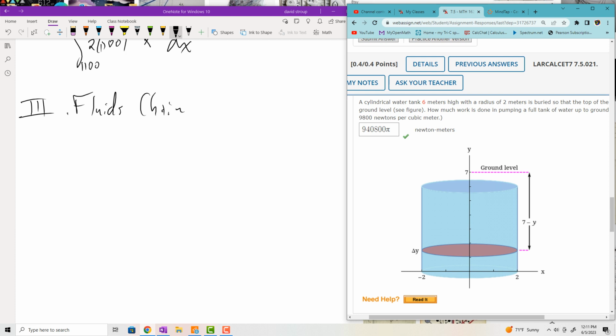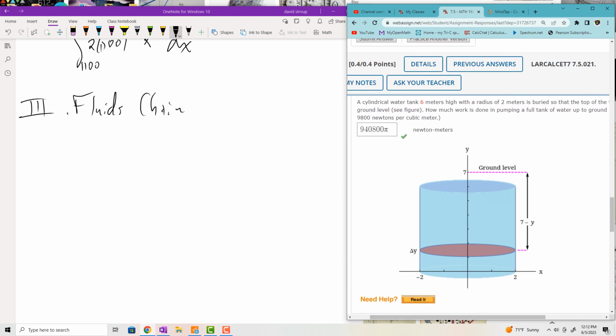And okay, so the deal is you have to slice. What you're going to do is slice the fluid up into a bunch of geometric objects, and then sum up the work required to move each individual geometric object out of whatever cylinder or thingamajig you're working with.